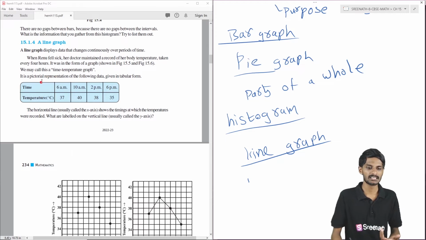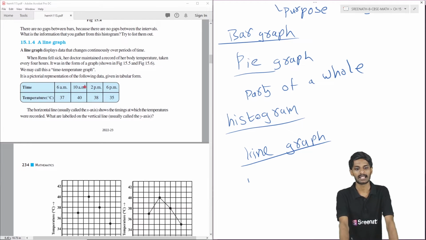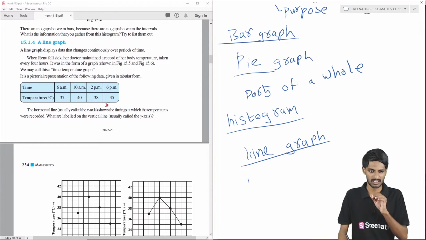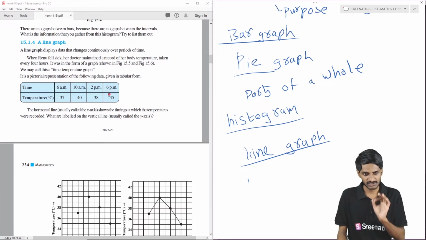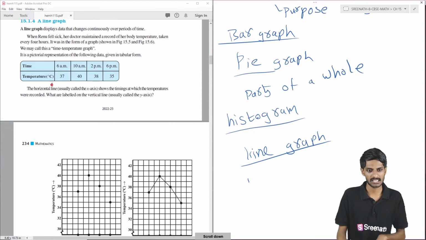Okay, students, it is a time-temperature graph. At 6 a.m., the temperature is 37 degrees. At 10 a.m., the temperature is 40 degrees. At 2 p.m., the temperature is 38 degrees. At 6 p.m., the temperature is 35 degrees, students. This is the case.